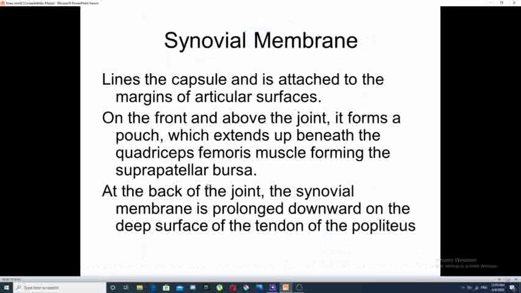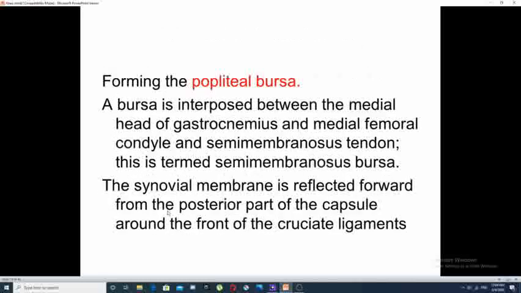Since the knee joint is a synovial joint, it contains synovial membrane. Synovial membrane lines the capsule of the knee joint and is attached to the margin of the articular surfaces on the front and above the joint. It forms a pouch which extends up beneath the quadriceps femoris muscle, forming what is called the suprapatellar bursa. At the back of the joint, the synovial membrane is prolonged downward on the deep surface of the tendon of the popliteus muscle, forming what is called the popliteal bursa.